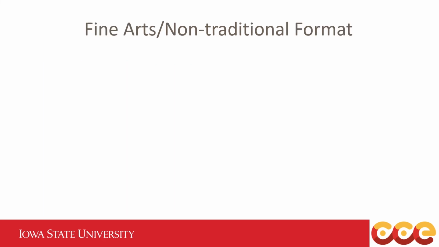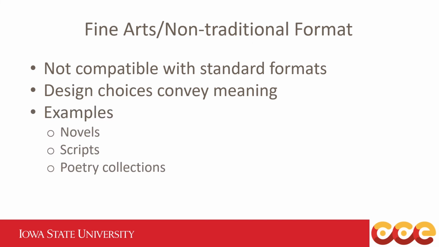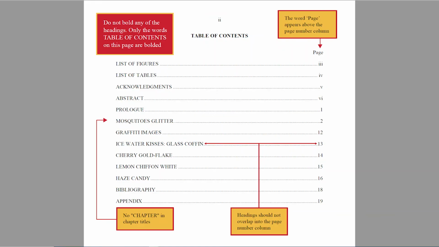Fine Arts Non-Traditional Template. Choose the Fine Arts Non-Traditional Template if you need to incorporate deliberate design choices to convey meaning. Novels, scripts, collections of poetry, and other creative projects often fit into this category. This template is similar to the traditional template. The main difference in the table of contents is the absence of the word chapter in the titles.